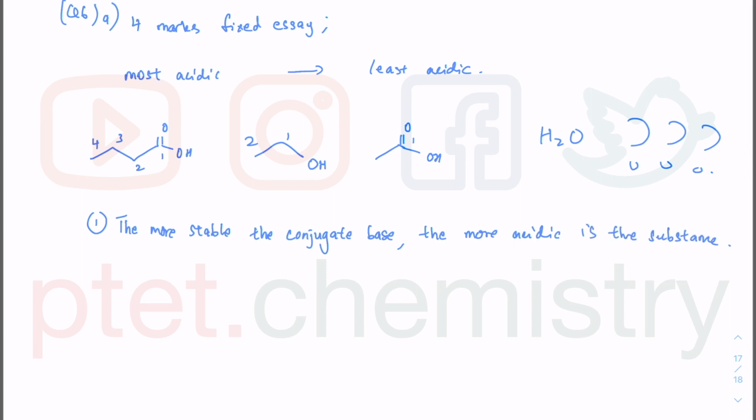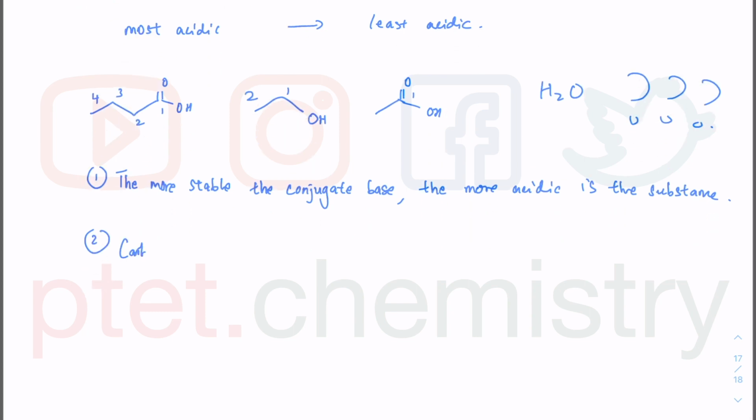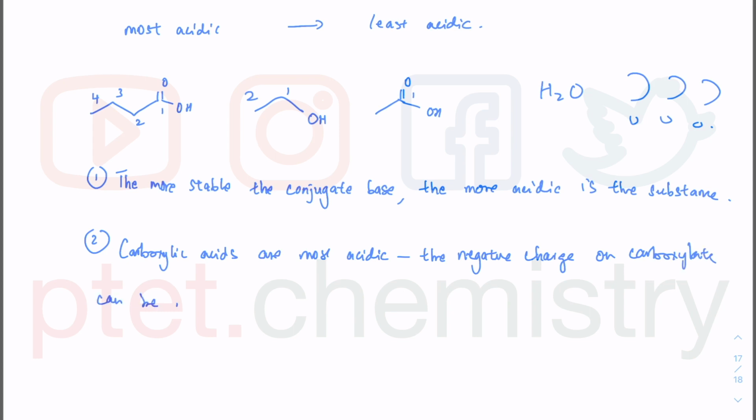So which one can I compare first? Out of all these four, I think I can compare the carboxylic acids first. Carboxylic acids are most acidic as the carboxylate, the negative charge on the carboxylate can be delocalized through the CO pi system. I'm just going to demonstrate it now.